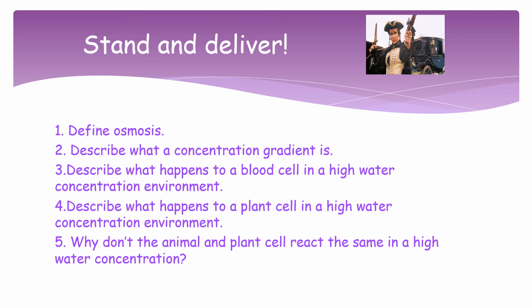For 3, describe what happens to a blood cell in a high water concentration environment. So if you have a blood cell, let's draw a little diagram because it's easier to explain in a diagram. So you have a high water concentration environment on the outside.